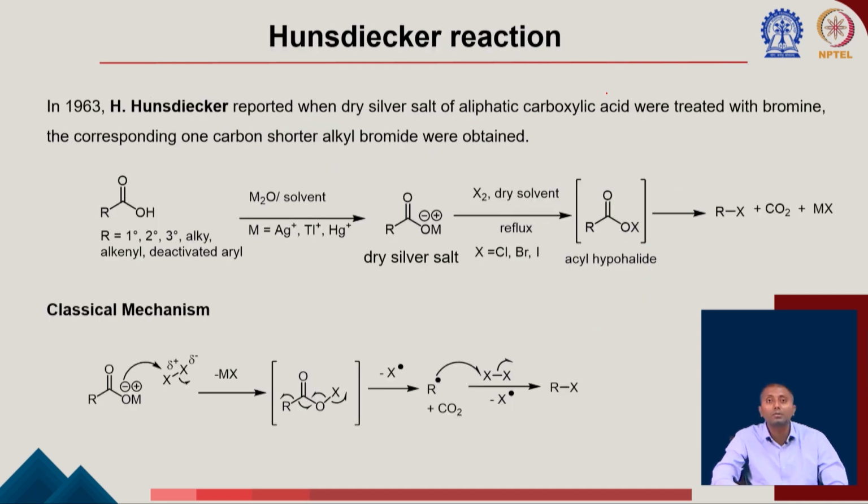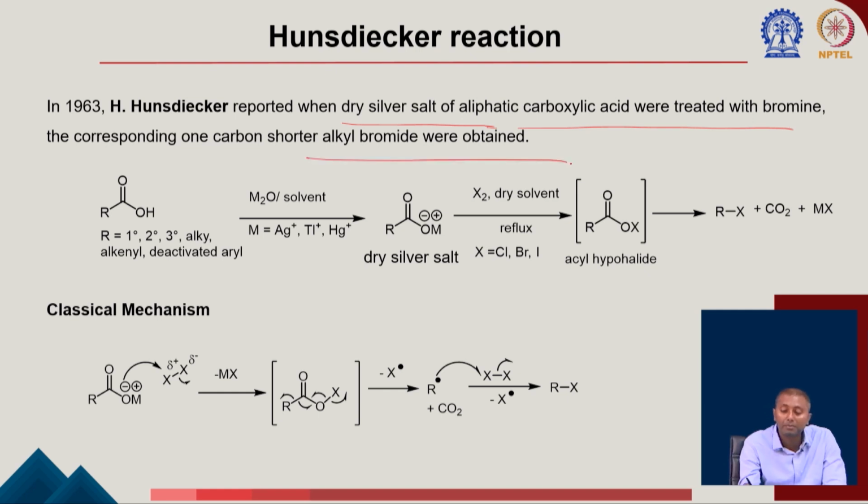So now I am going to talk about the Hunsdiecker reaction here. In 1963, Hunsdiecker reported that when the dry silver salt of an aliphatic carboxylic acid was treated with bromine, the corresponding alkyl bromide, one carbon shorter, was formed. So it's a very important reaction because you start from the corresponding carboxylic acid, and your carboxylic acid part is actually gone. It goes through a decarboxylation, and instead of the Barton-McCombie reaction, here you end up getting R-X.